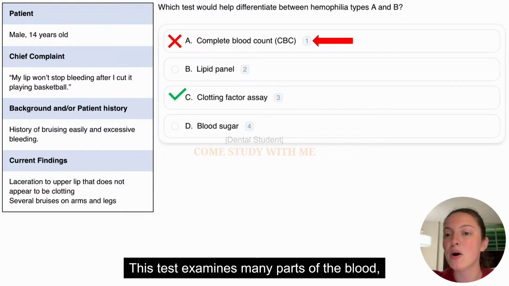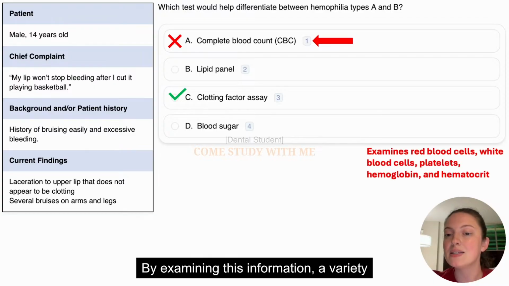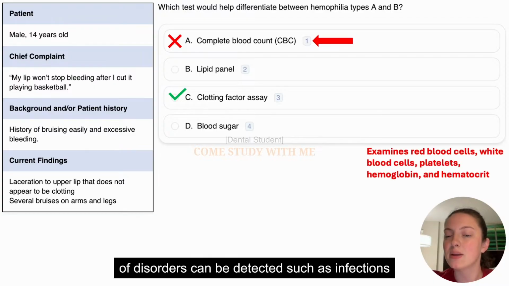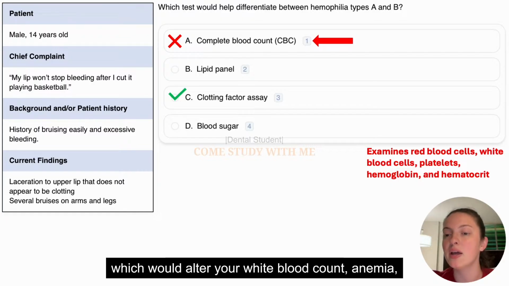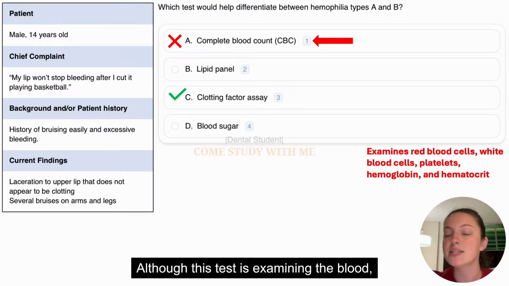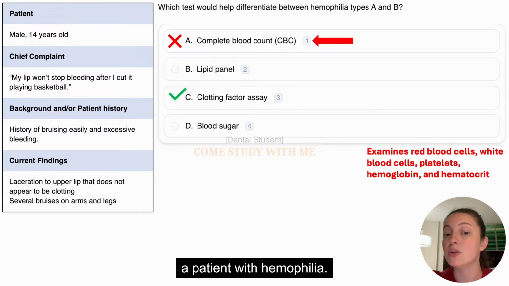This test examines many parts of the blood, including the red blood cells, the white blood cells, the platelets, hemoglobin, and hematocrit. By examining this information, a variety of disorders can be detected, such as infections and immune system diseases, which would alter your white blood count, anemia, blood diseases, heart disease, and blood cancers. Although this test is examining the blood, a complete blood count is typically normal in a patient with hemophilia.